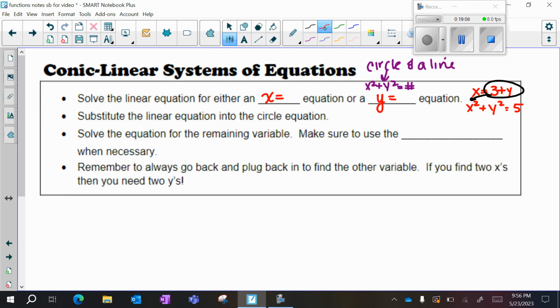Then you are going to solve the equation for the remaining variable. Most times you're going to need to do the box method. Make sure to use the box method when necessary. Sometimes you'll need to use it more than once. Remember to always go back and plug back in to find the other variable. If you find 2 x's, you need 2 y's.